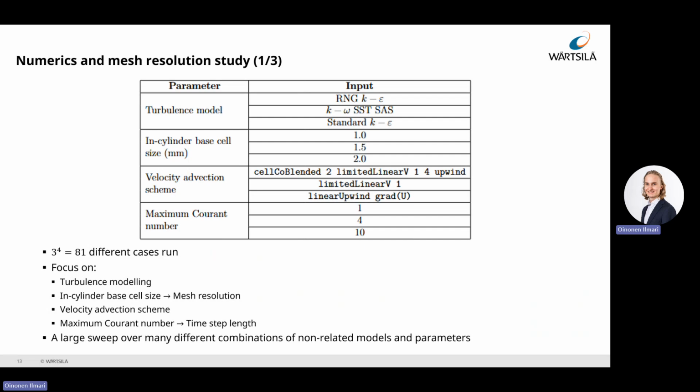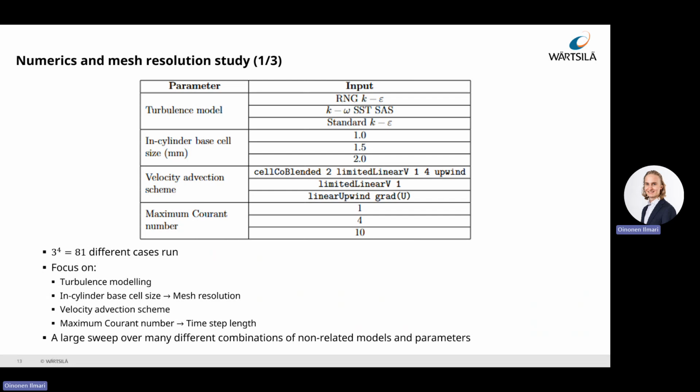The first study looked at 3 different turbulence models, 3 different mesh resolutions, 3 velocity advection schemes, and 3 maximum Courant numbers, totaling 81 cases. Turbulence models refer to the method that is used to calculate the effects of turbulence on the flow. Velocity advection scheme refers to the method of approximation when solving the velocity for individual cells. And Courant number is related to the time step.